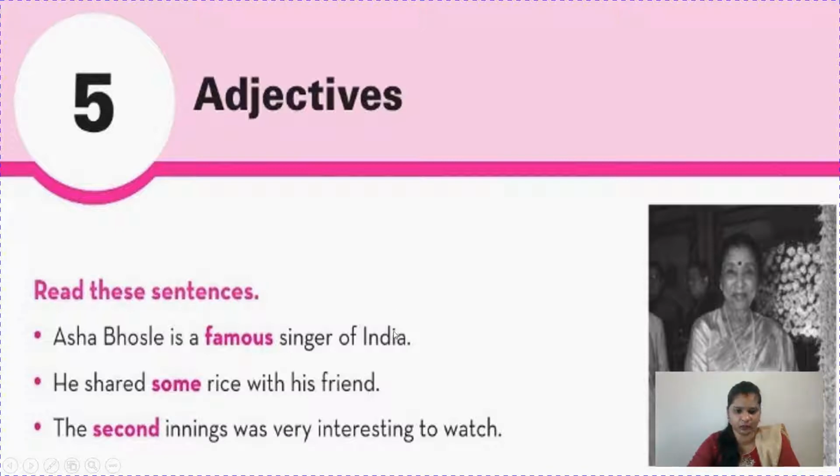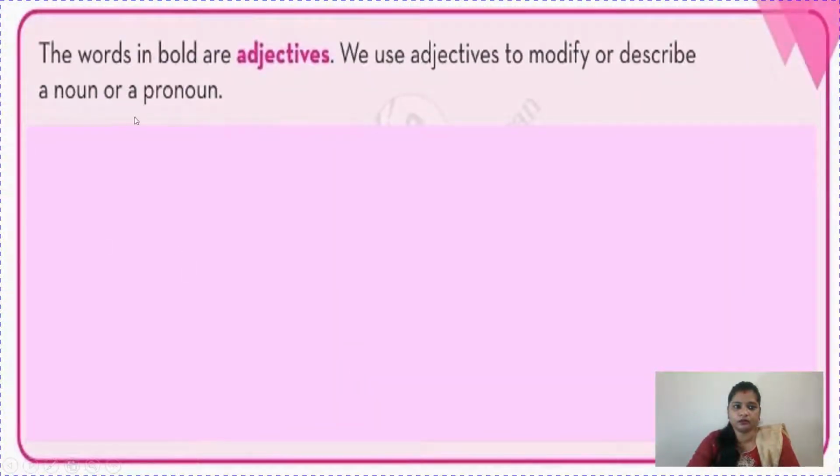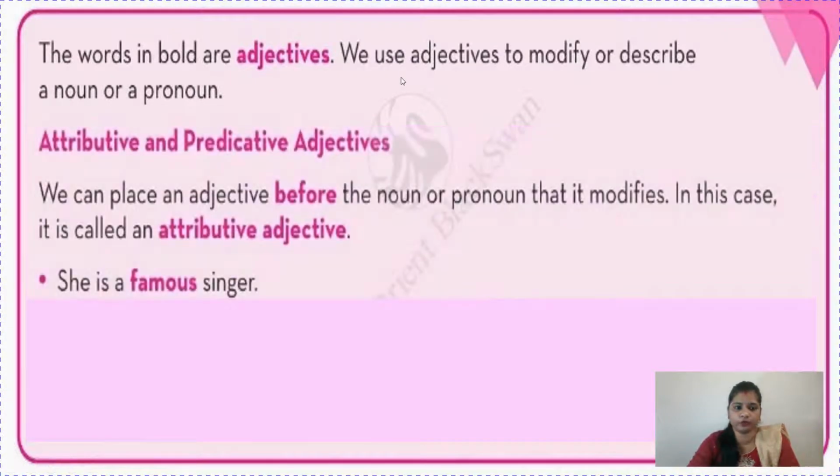We can see other nouns also here, like Asa Bhosle, India, friend. But there are no other words to describe them, so there is no adjective here. Suppose we are writing great India. So India is a noun, and which word is describing it? Great. So great will become an adjective. The words in bold are adjectives. We use adjectives to modify or describe a noun or a pronoun.